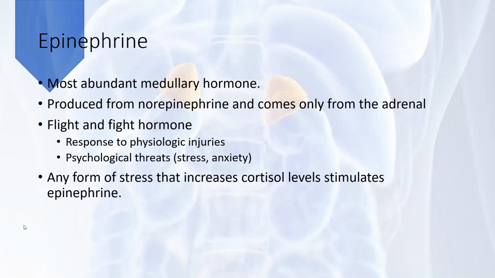Si epinephrine naman is the most abundant medullary hormone. It is produced from norepinephrine and comes from the adrenal. This is our fight or flight hormone, responsible for physiologic injuries and psychological threats such as stress and anxiety. Any form of distress can increase cortisol level and also stimulates epinephrine. So epinephrine and cortisol are our primary stress hormones.